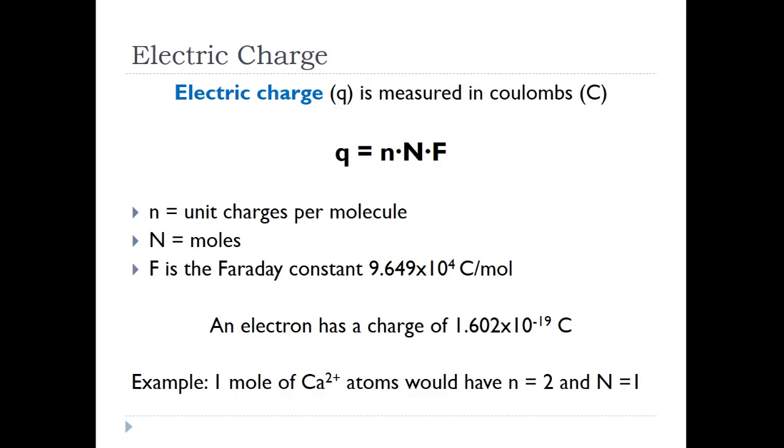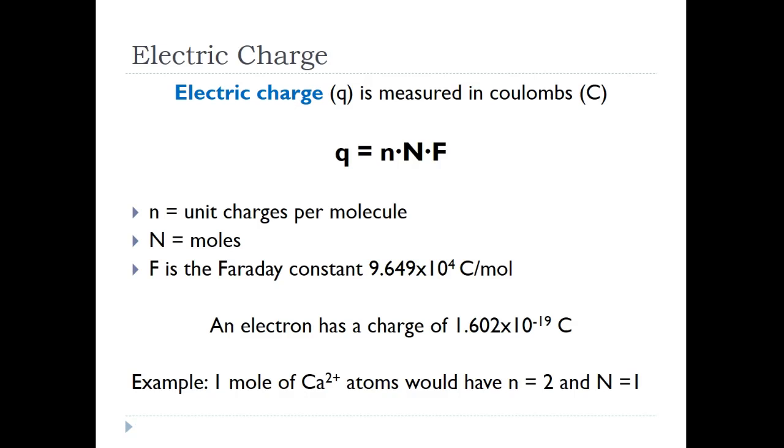Just for reference, I have down there that one electron actually has a charge of 1.602 times 10 to the -19th coulombs. Again, typically we think of electrons as having a -1 charge. Well, -1 is a lot easier to say than 1.602 times 10 to the -19th. So if you are following this equation for 1 mole of calcium ions, the lowercase n, which is the number of charges, is two, because calcium has a +2 charge. The capital N would be 1, because in this example there's 1 mole. If there were 0.05 moles, then capital N would be 0.05.